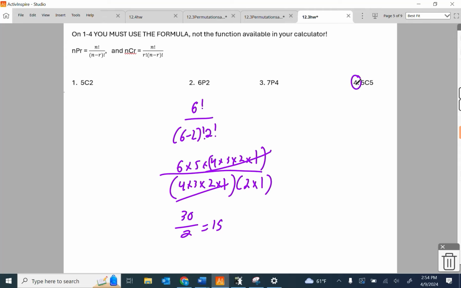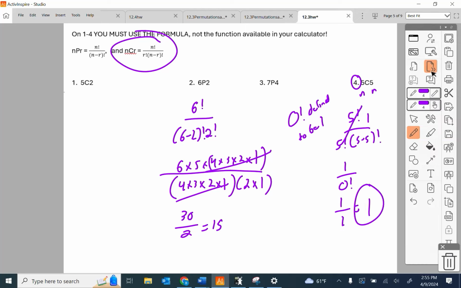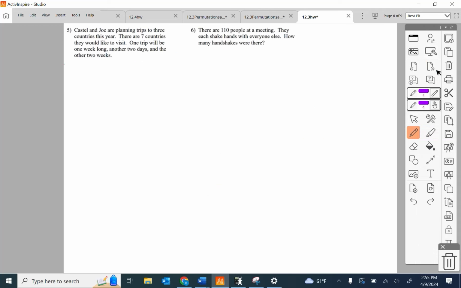This is going to be 1, by the way. It's this guy right here. N is 5, R is 5. So I'm going to have 5 factorial sitting pretty over R, which is 5 factorial, times N minus R, 5 minus 5 factorial. Now the 5 factorial over 5 factorial cancels to be 1. 5 minus 5 is 0. 0 factorial is defined to be 1. And 1 over 1 is 1. Easy peasy. Alright, looks like I'm doing 5 and 6.